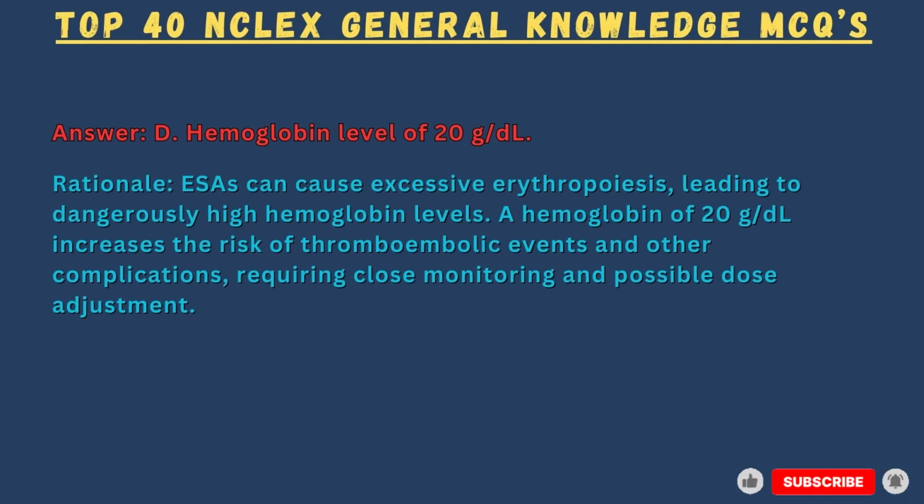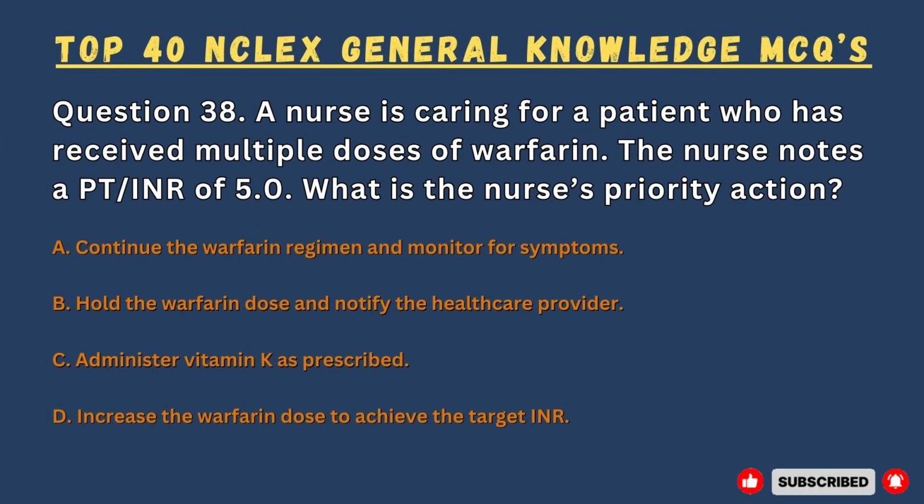Answer: D. Hemoglobin level of 20 g per deciliter. Rationale: ESAs can cause excessive erythropoiesis, leading to dangerously high hemoglobin levels. A hemoglobin of 20 g per deciliter increases the risk of thromboembolic events and other complications, requiring close monitoring and possible dose adjustment.